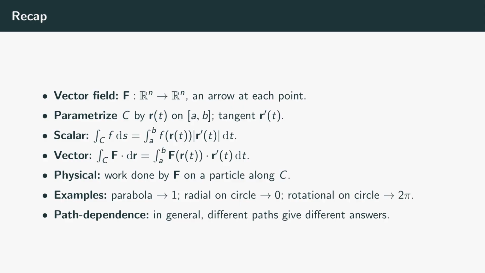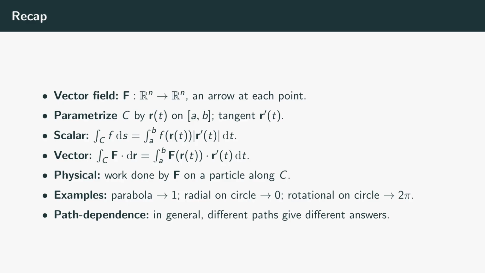Recap. A vector field f from n-dimensional space to n-dimensional space assigns an arrow to every point. Parametrize a curve c by r of t on a to b, with tangent r prime of t. The scalar line integral over c of f ds weights f by arc length and gives, for f identically 1, the length of the curve. The vector line integral over c of f dot dr is the integral of f dotted with the tangent, physically, the work done by f on a particle traversing c.